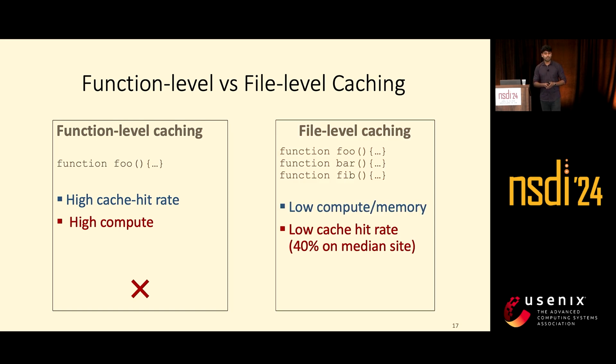On the other hand, if we do something like file-level caching, then we have a single cache entry for every JS file executed. So great, we have significantly minimized our cache management overhead. But now the reusability has also gone down. For example, in our corpus, on the median site, only 40% of JS was reusable across pages. Again, not the best approach.